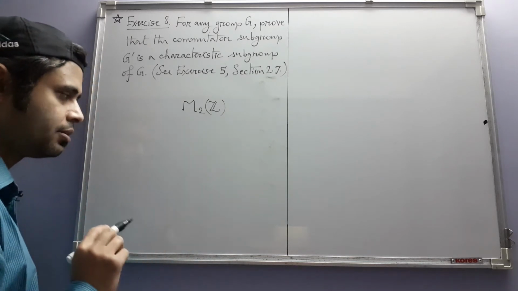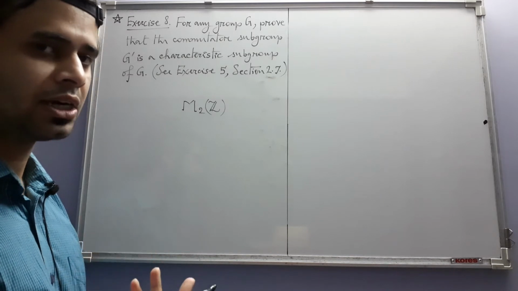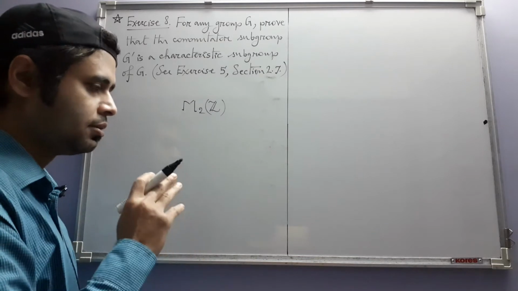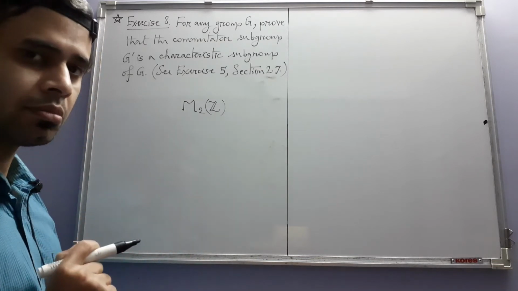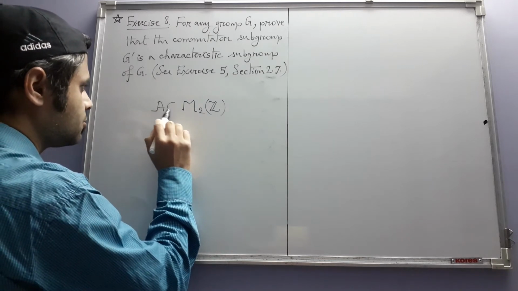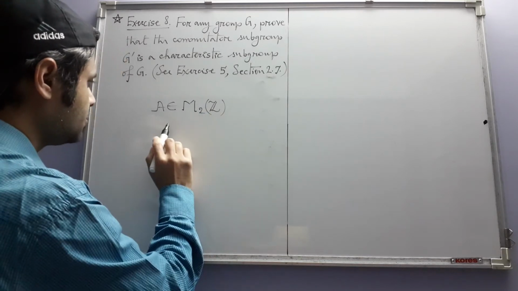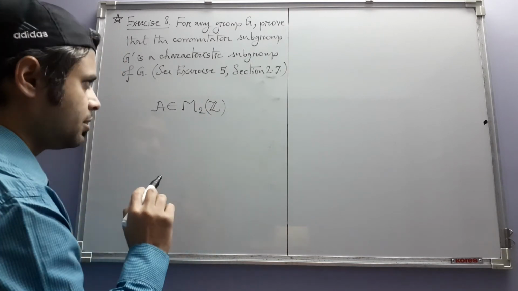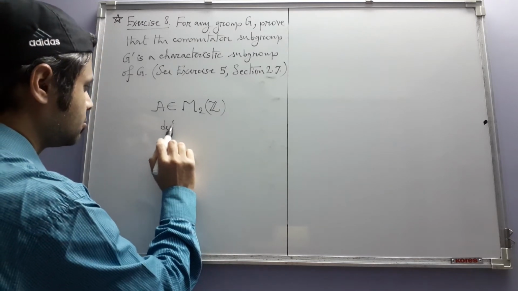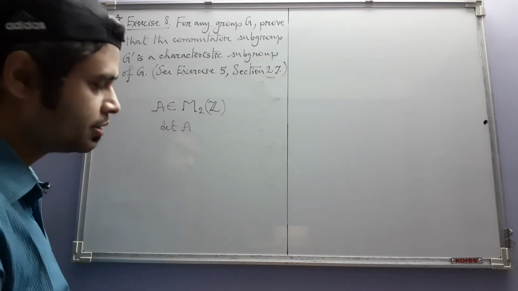Namely, the matrices that will be units in this ring, that is the matrices which will have multiplicative inverses in this ring, are the ones having determinant either 1 or -1. Let's see why. Suppose A is a matrix in this ring. Then A is a 2 by 2 matrix with integer entries. So determinant of A will be an integer.